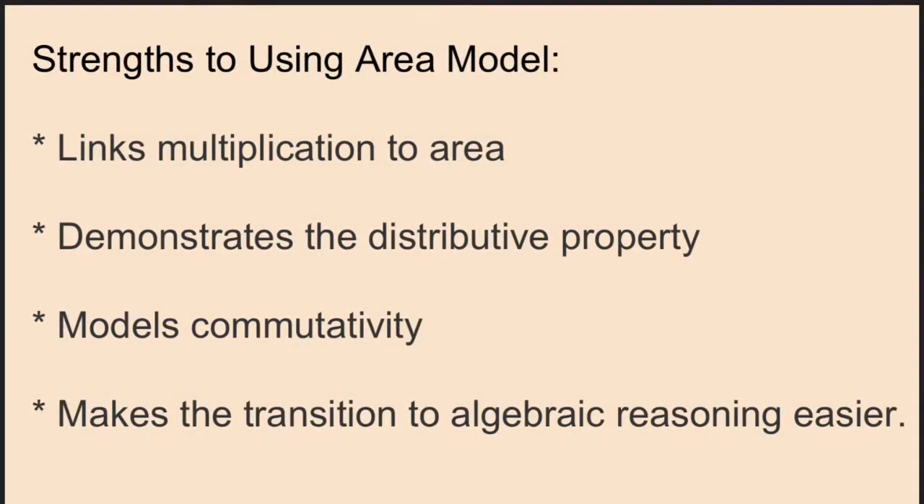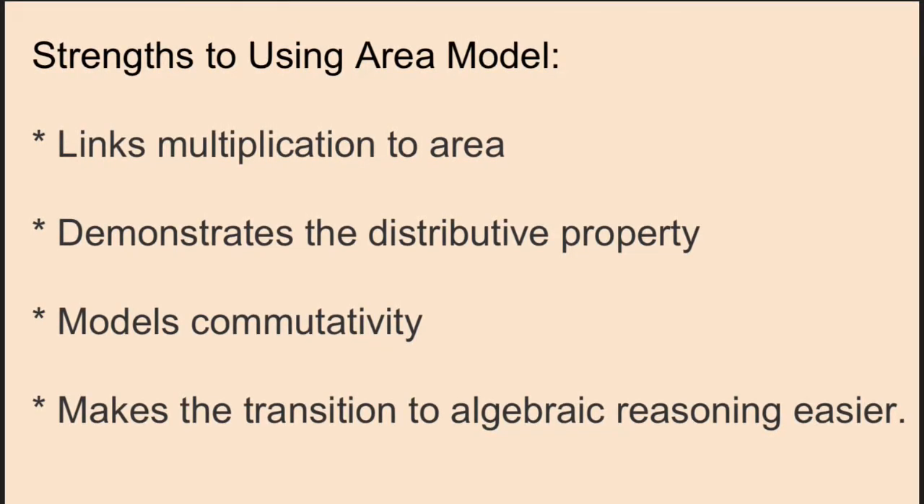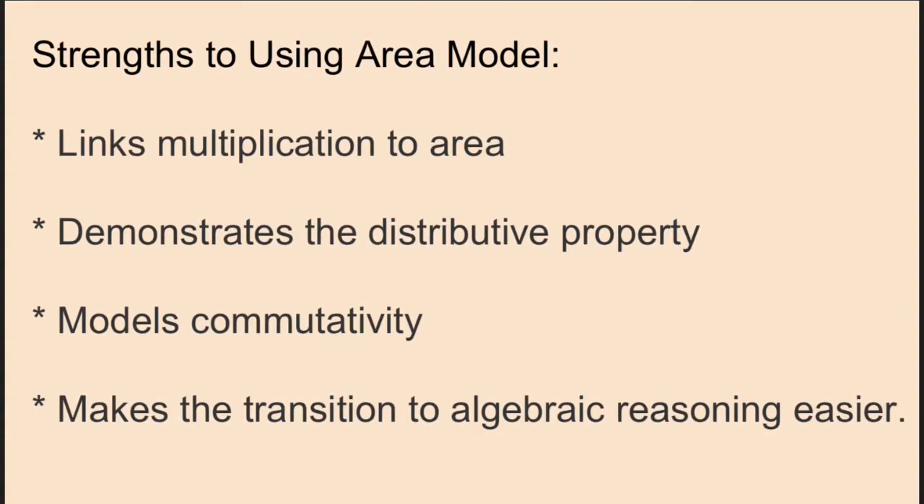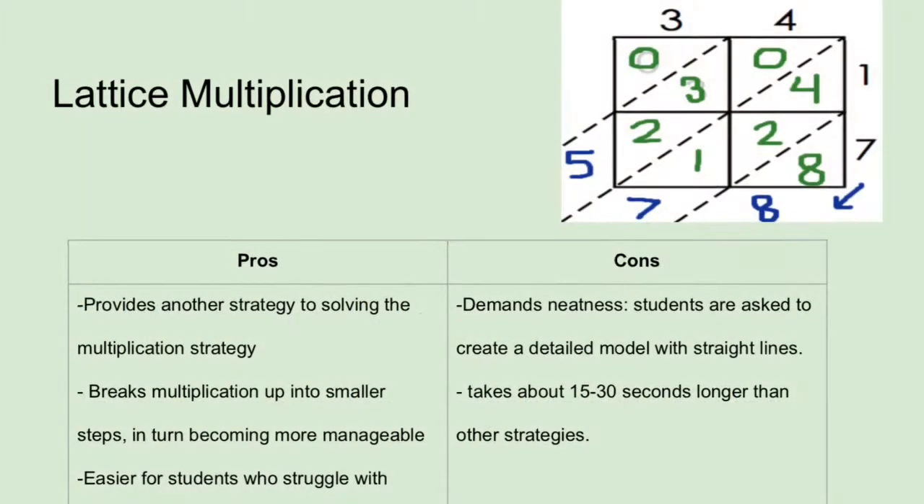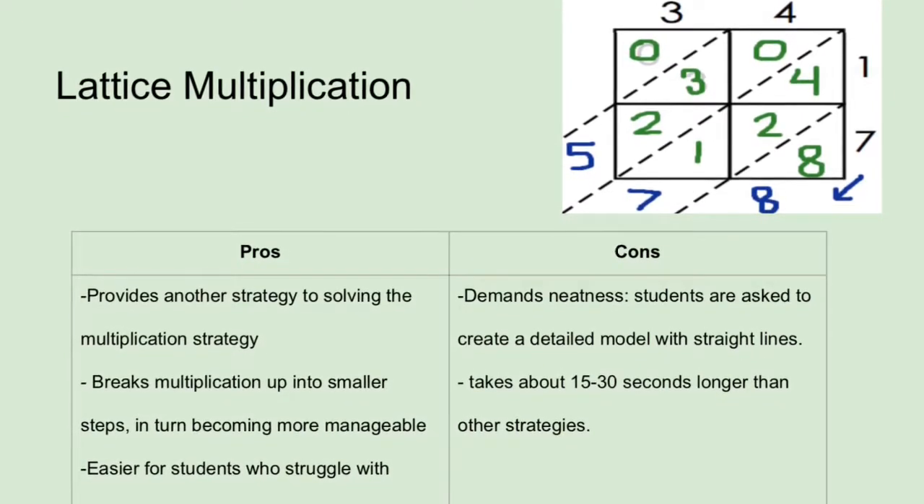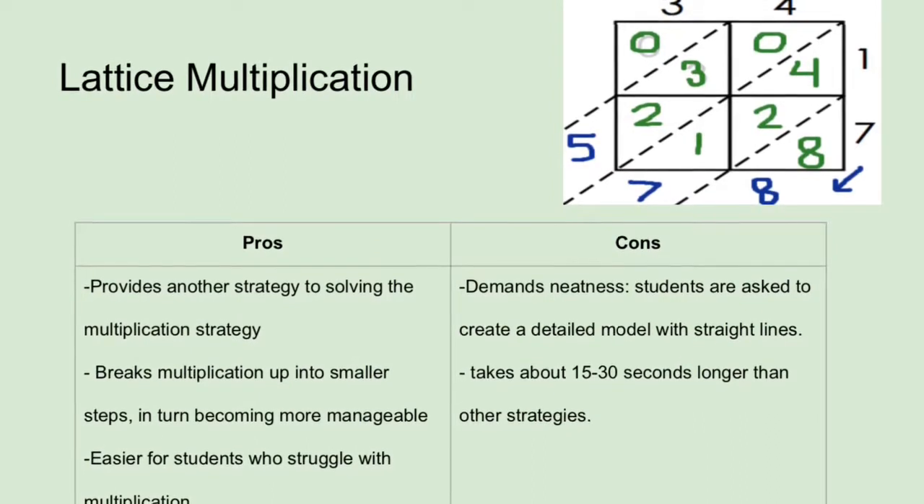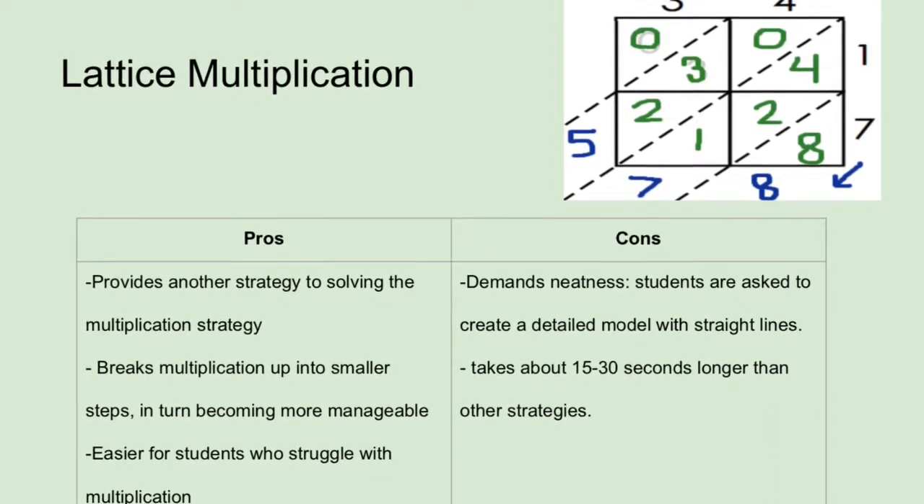Using area model is a great strategy because it links multiplication to area. It demonstrates the distributive property, models commutativity, and makes the transition to algebraic thinking and reasoning much easier as they get on to higher math concepts. Lattice multiplication is a strategy that can also help you find your product. The pros of using this strategy is that it provides another strategy to solve the multiplication problem.